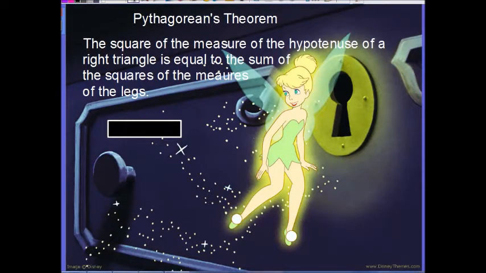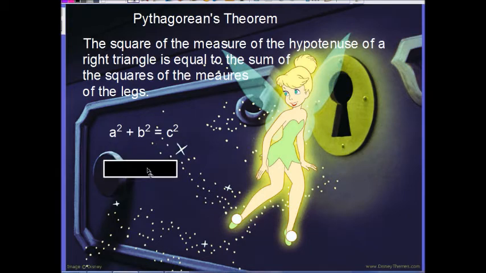So, the Pythagorean theorem: the square of the measure of the hypotenuse of a right triangle is equal to the sum of the squares of the measures of the legs. Or as most of us already know, a squared plus b squared equals c squared, where a and b are the legs and c is always the hypotenuse.